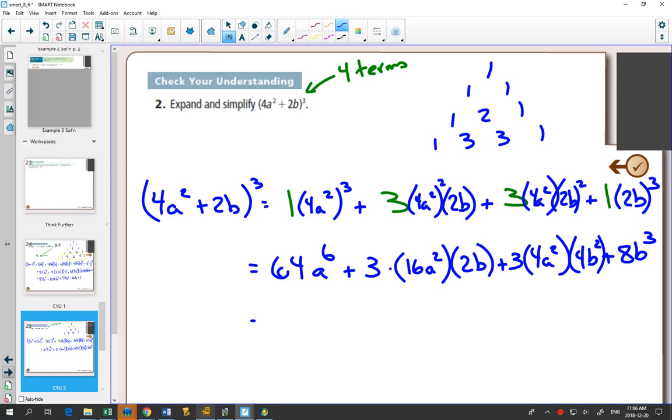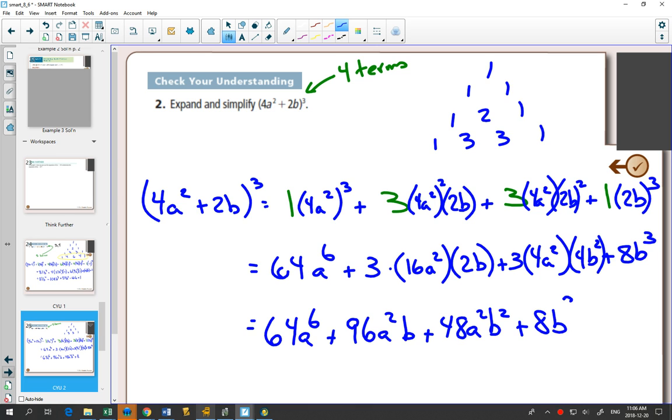And then you can multiply, so we'll have 64a to the 6 plus 96a squared b plus 48a squared b squared plus 8b cubed. All right, you can do question number 7 for practice, but we're going to do example 3 right away.